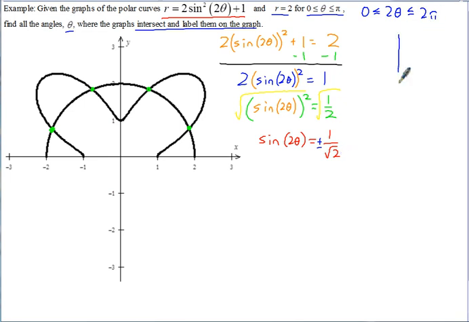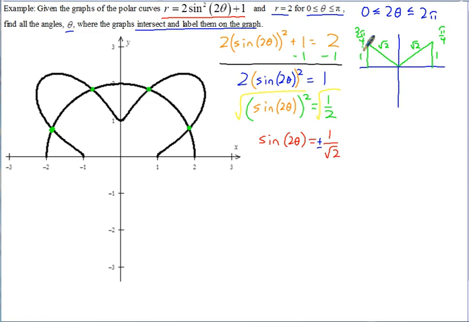So let's draw that. Well, since it's plus or minus, it could be in all 4 quadrants. Could be right here, where it's positive 1 over root 2. That's pi over 4. Could be right here. Well, again, it's positive 1 over root 2. That's 3 pi over 4.